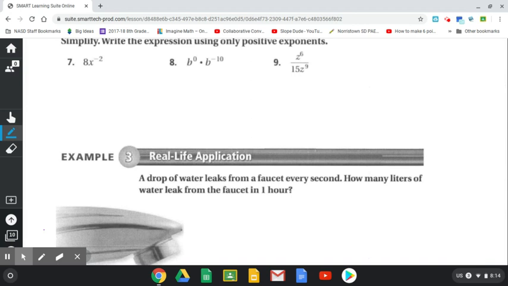Okay. Let's look at number 7. 8 times x to the -2. Remember, we could break that up like this, right? And we have that imaginary fraction line. We don't want this up there. We have to move it down there, but the 8 can stay. So we're going to have 8 over x squared. And that's my answer. Your goal here is not to have any negative exponents.